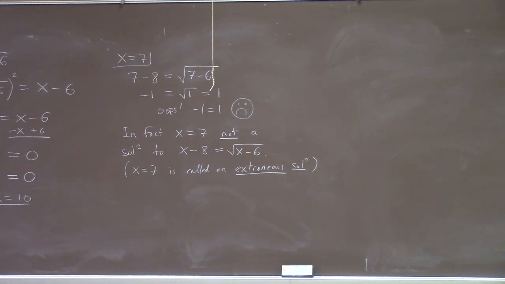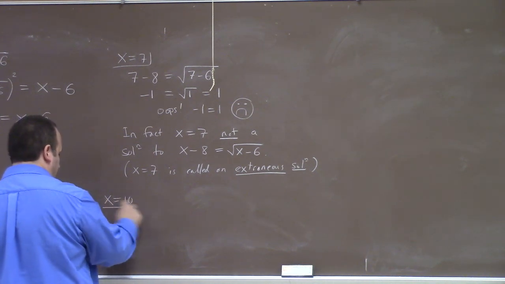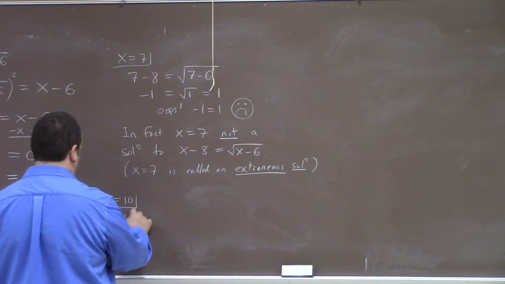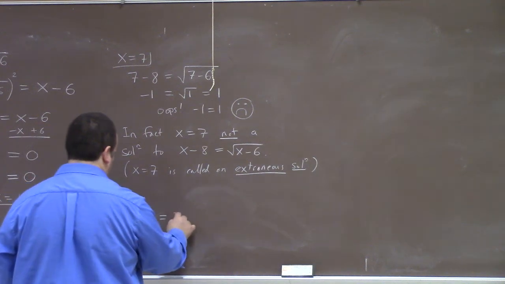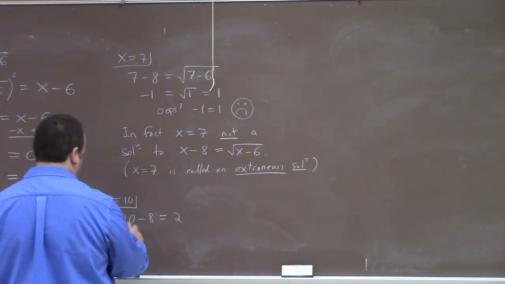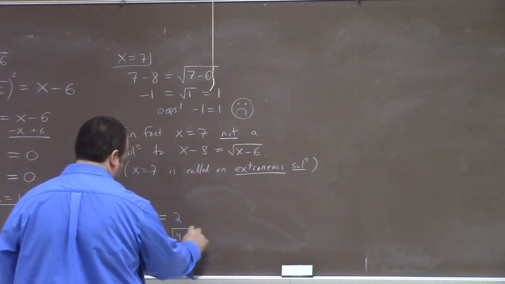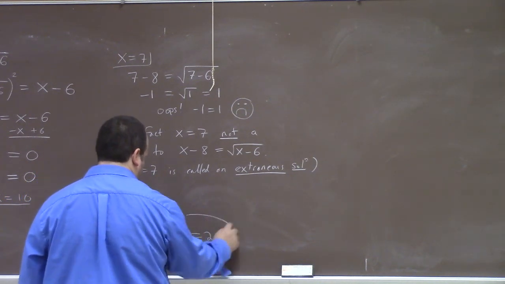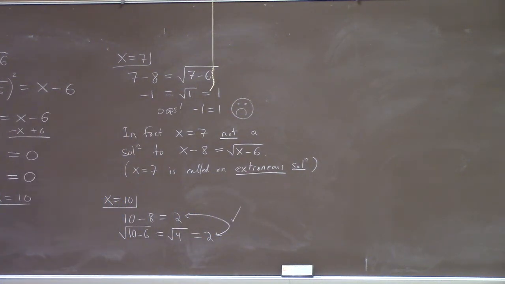Well, let's check x equals 10. Did that one work? So we've got 10 minus 8, which is 2. And we got the square root of 10 minus 6, which is the square root of 4, which is also equal to 2. So you look at both of these, they match up. Hooray. So the answer is x equals 10. Yep, the answer is x equals 10.